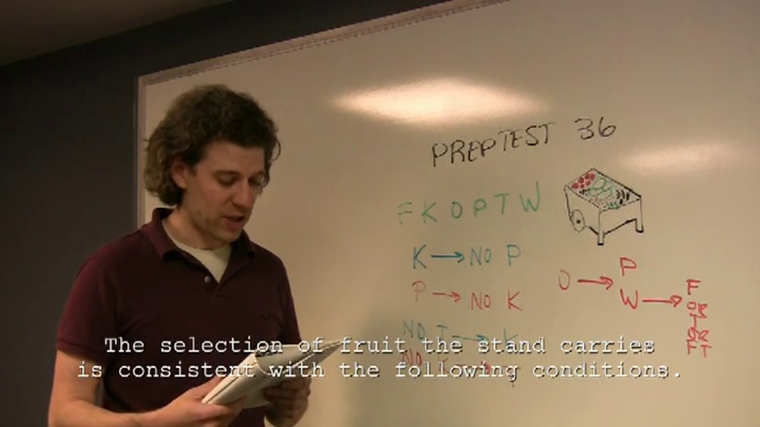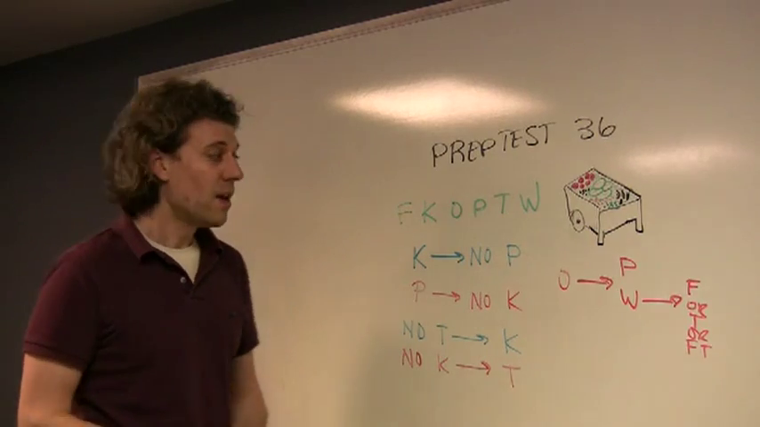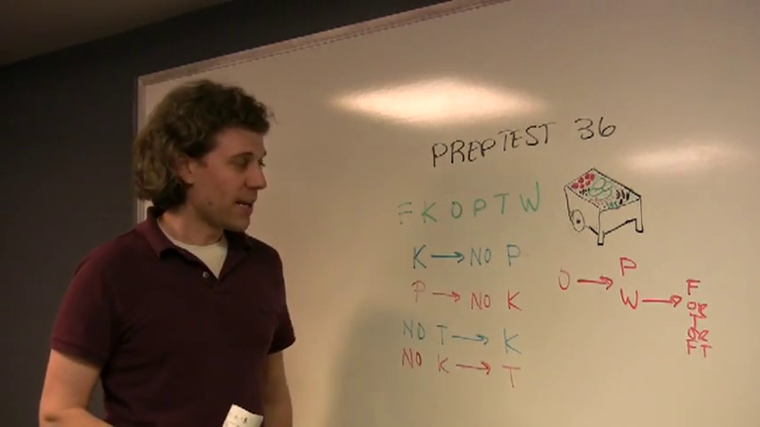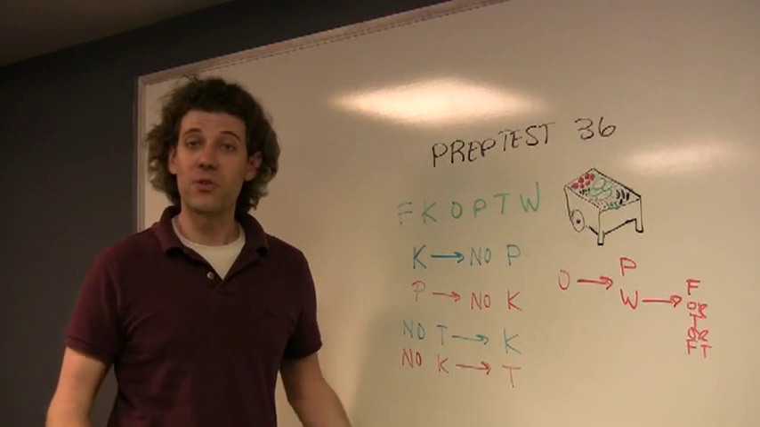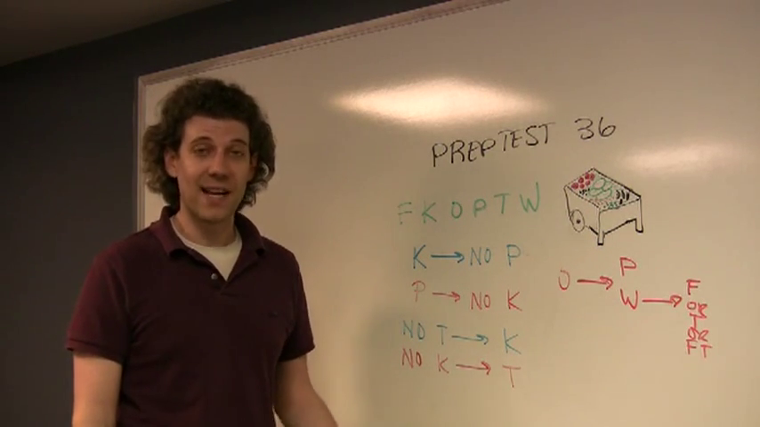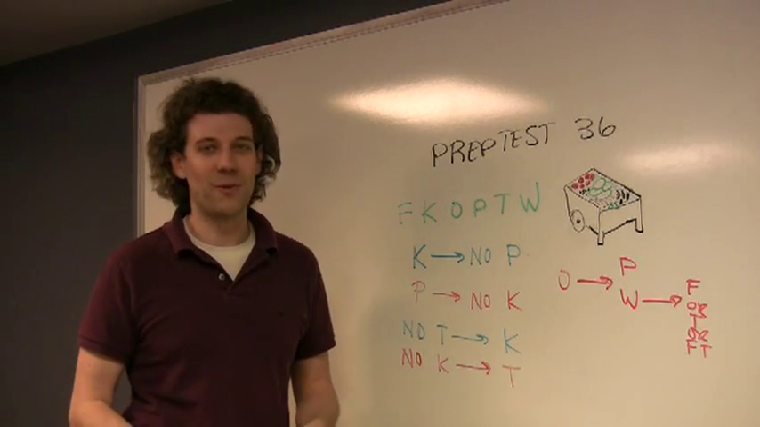And the selection of the fruit the stand carries is consistent with the following conditions. All right, so cool. We have our 6 fruit. Now, one thing we may notice: at least one. So you have to carry one kind, but there are no other constrictions. So as it stands right now, we could have as many as 6. However, that's likely to change because we'll see it in the rules.